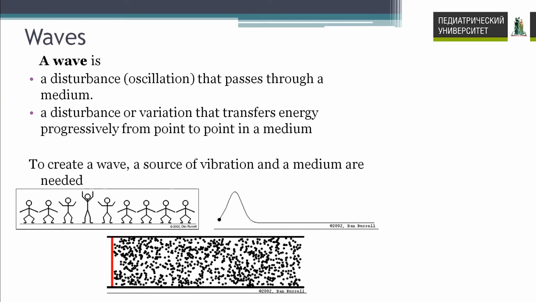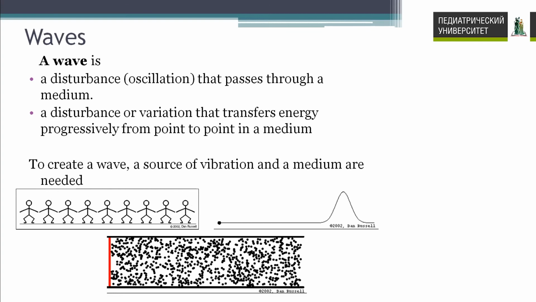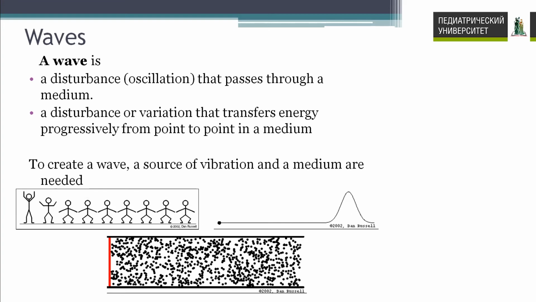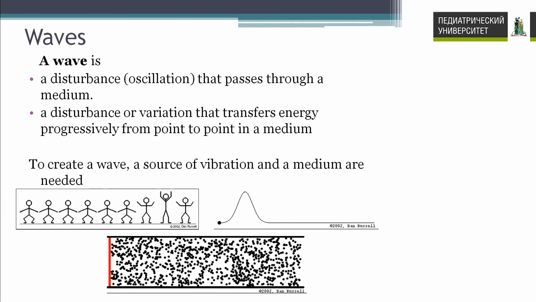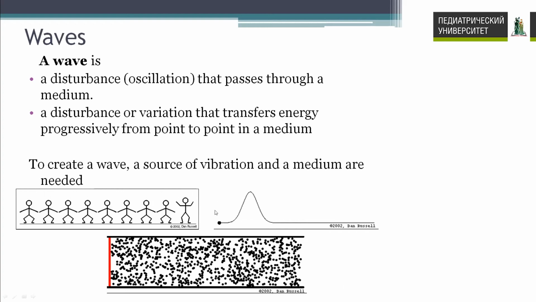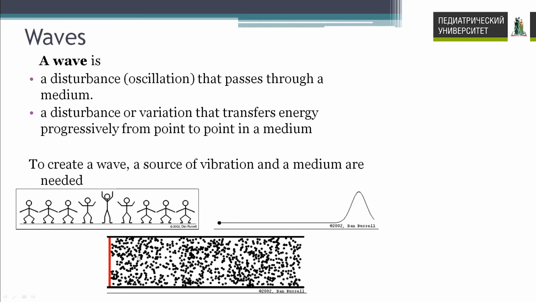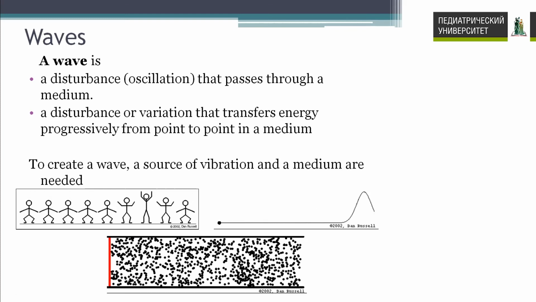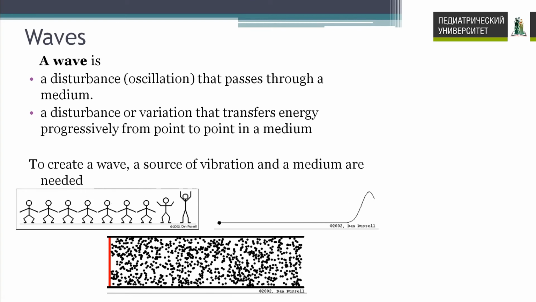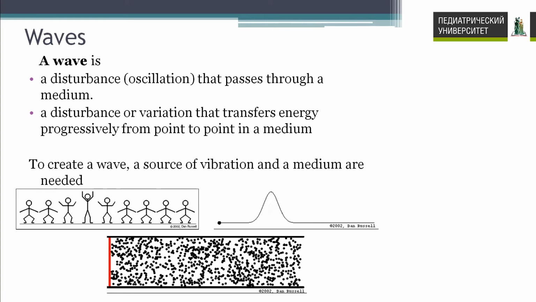And in order to create a wave, we need two participants. This is the source of oscillations and the environment. In the picture, you can see examples of a wave and how a wave can spread through the medium. The energy can spread through the medium because we are speaking especially about mechanical waves.